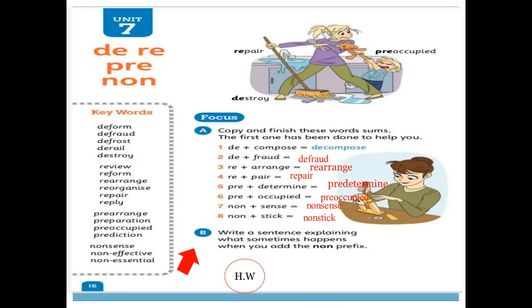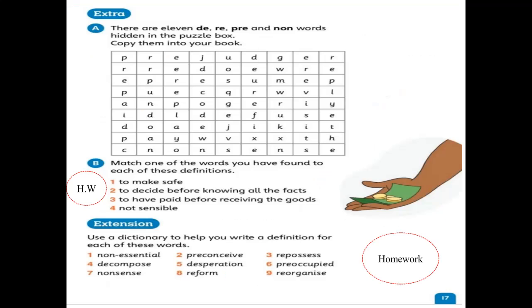Next page. In the extra, exercise number A, there are 11 de, re, pre, and non words hidden in the puzzle box. Copy them into your book. We are going to search for the 11 words. Give yourself 2 minutes before reading the answer.